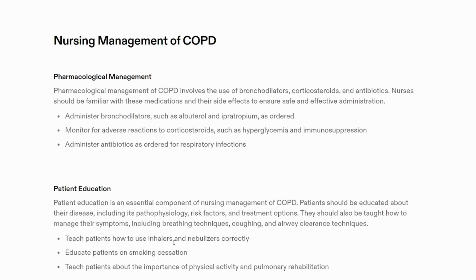So, in today's topic, we have completely covered the definition of COPD, etiology, risk factors, pathophysiology, diagnostic findings, and the management of COPD.